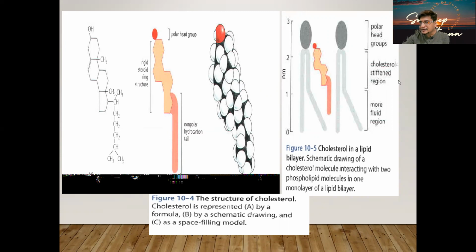The mid part is the cholesterol steroid region, which maintains the fluidity at both high and low temperature. At high temperature, it reduces the fluidity because it does not allow the lipid tails to move very freely. At low temperature, it does not allow these tails to come close enough to get frozen. So both ways, at low temperature it maintains the fluidity, and at high temperature it reduces the fluidity. That is the reason cholesterol is a very, very important part.